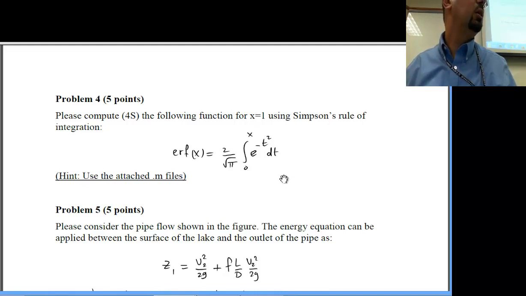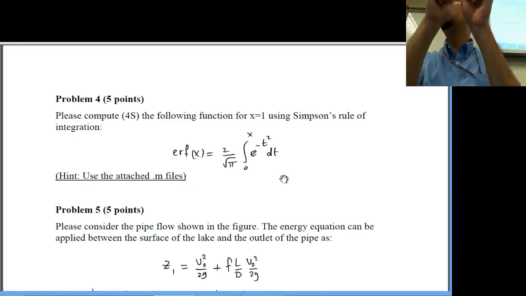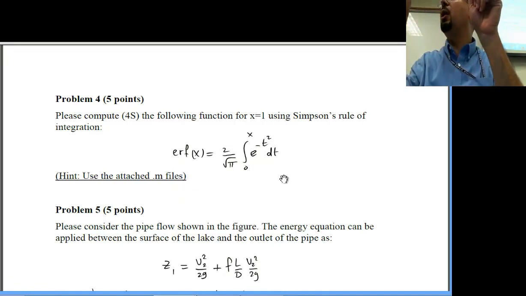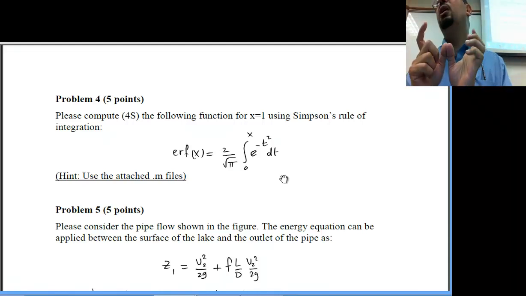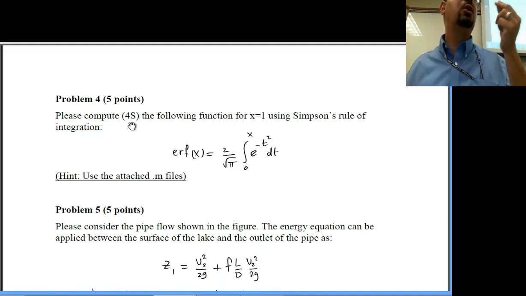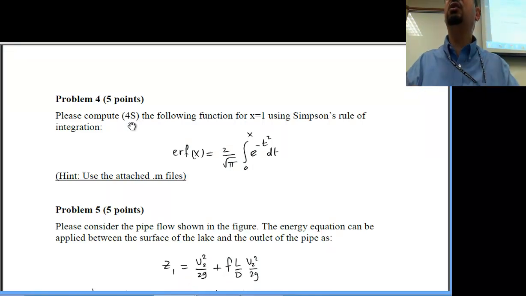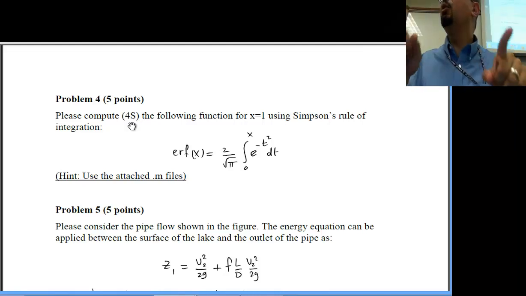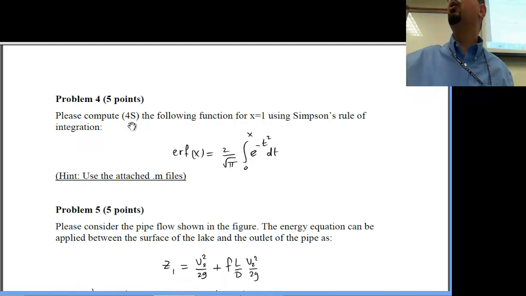Now from 0 to 1, how many intervals? The minimum, of course, is 2 intervals: 0 to 0.5, 0.5 to 1. That's the minimum. Is that good enough? Will that give you the error function correct to 4 significant digits? That's the point. How can I tell it's correct? You actually have a table. Just search on the internet, Wikipedia, or look at the end of the book. In our book there is a table for the error function of x, so you can look for the error function of 1 and it will tell you it's 0.something.